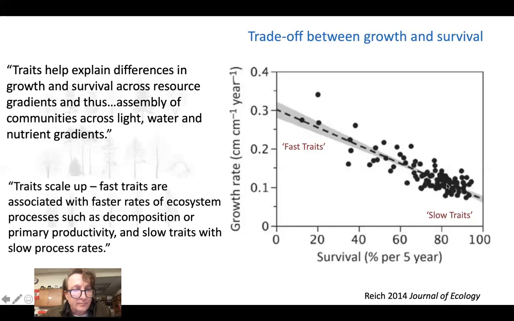So different environmental factors will select for either slow traits or fast traits or something in between. And so according to Peter, the importance of these fast and slow traits is that these traits will scale up. Fast traits are associated with faster rates of ecosystem processes such as decomposition and primary productivity, and slow traits are associated with slow process rates. So then we can start to make some linkages with ecosystems.